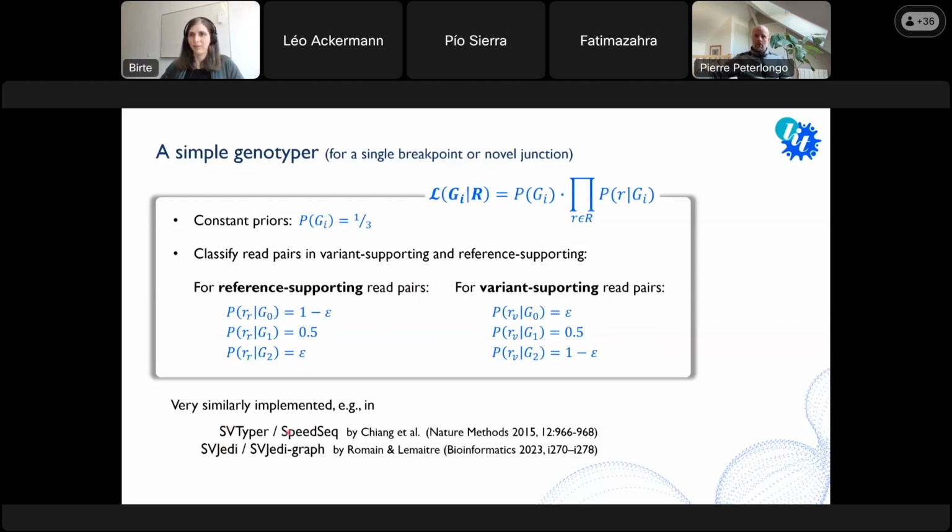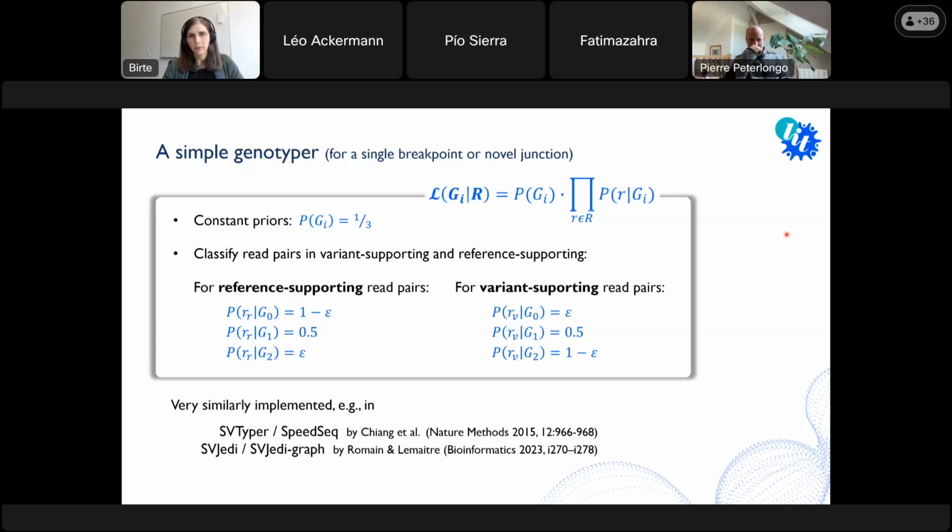Something extremely similar is implemented in SVtyper and also in SVGD that Pierre will know, only that they correct for the number of breakpoints in some way per variant. But it's actually quite similar to this approach already.